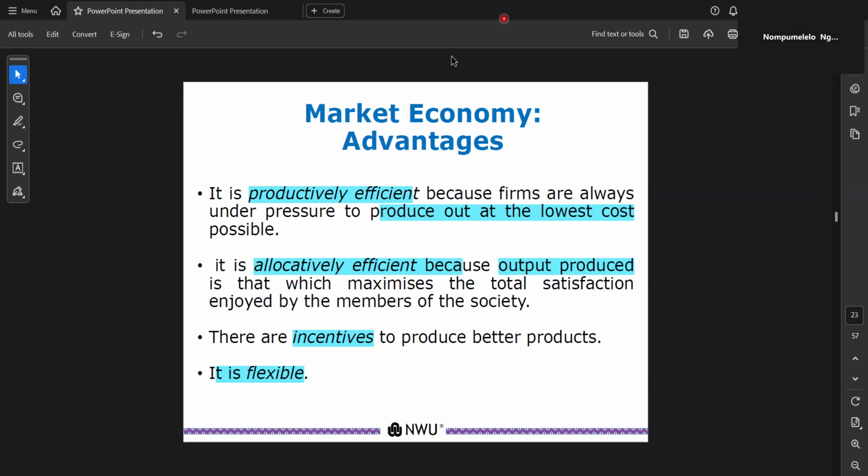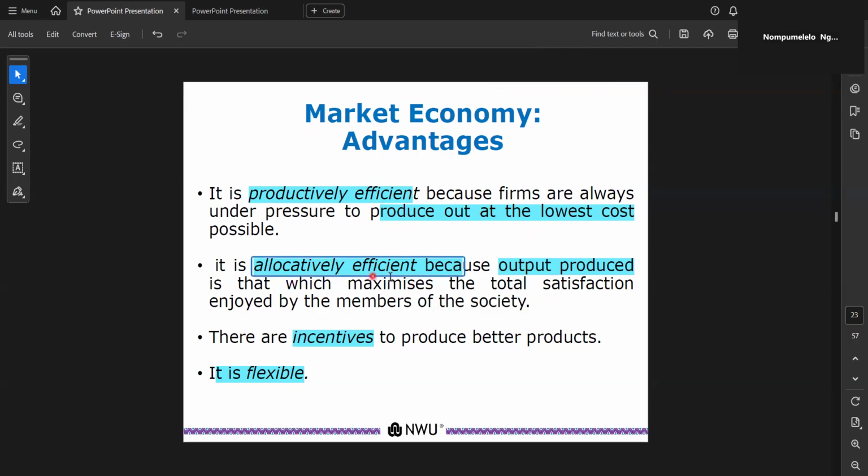So if, for instance, when you want to purchase something and it's always there, it means that the production was efficient. It means that they produced the right quantities, which is why it is able to satisfy our needs. Which is why when you want to satisfy your needs, you can just go to a shop and purchase whatever you want.